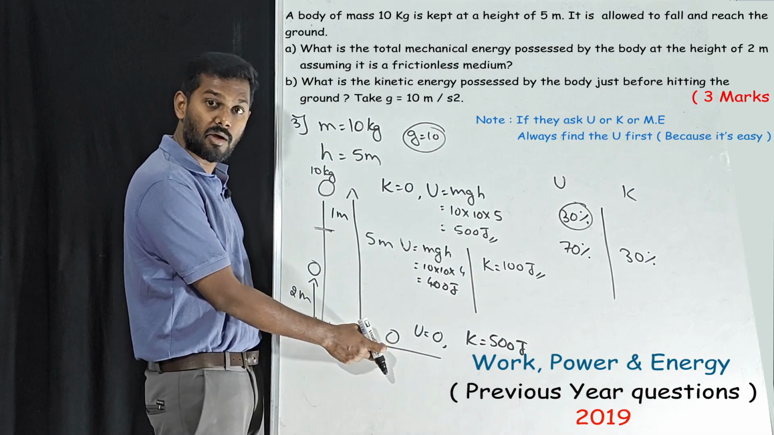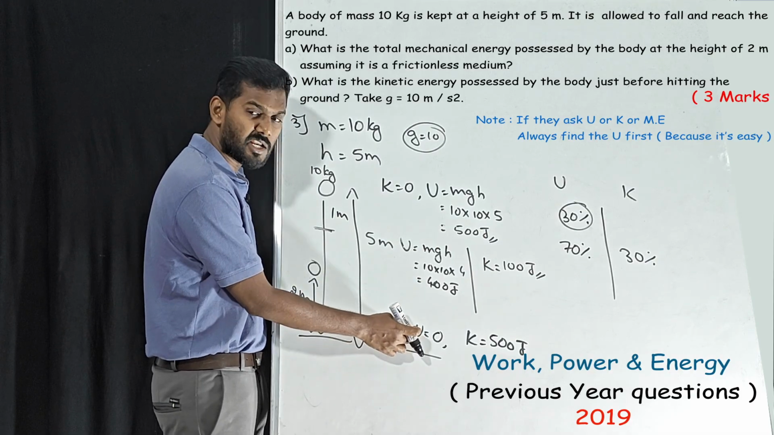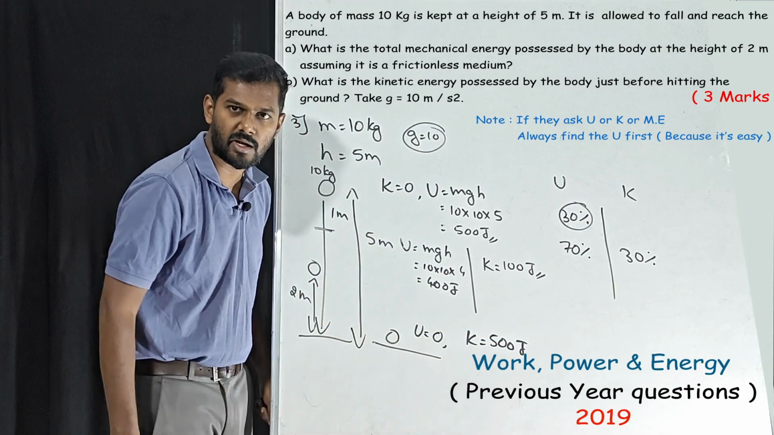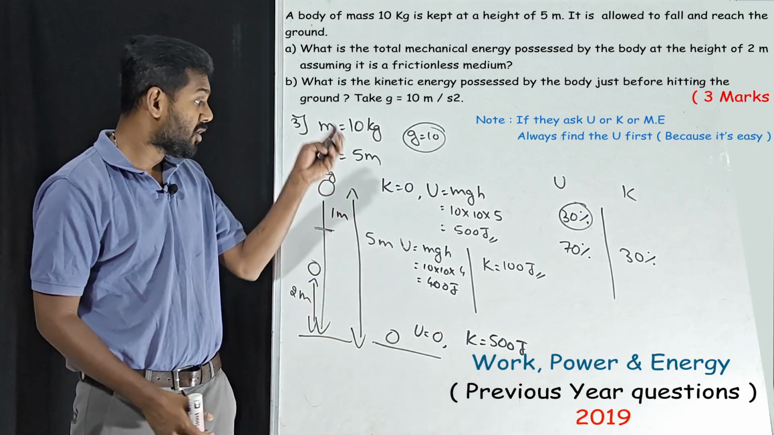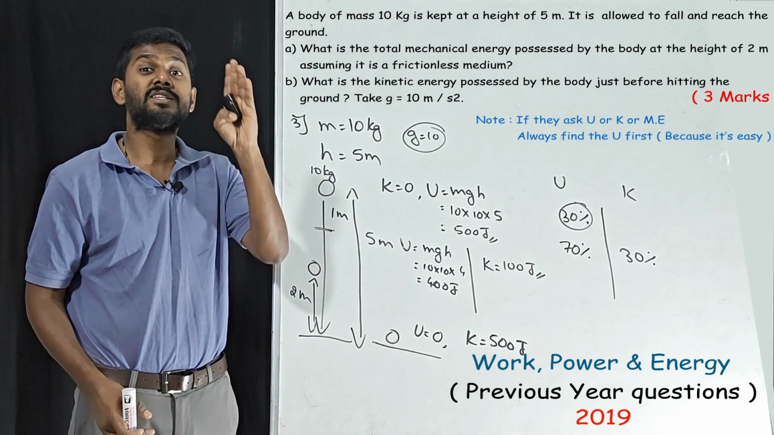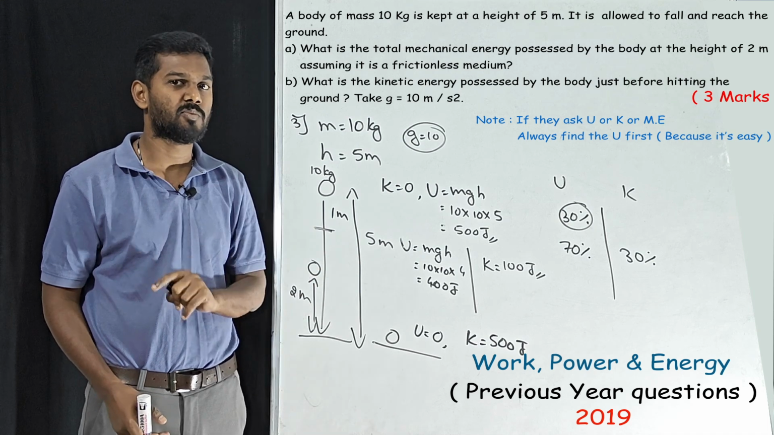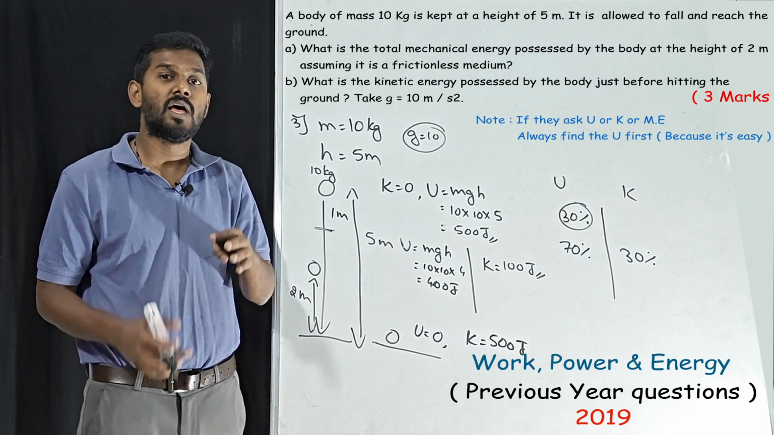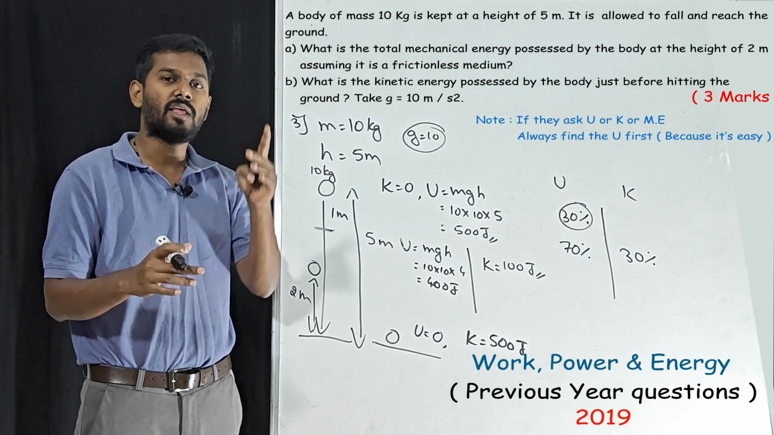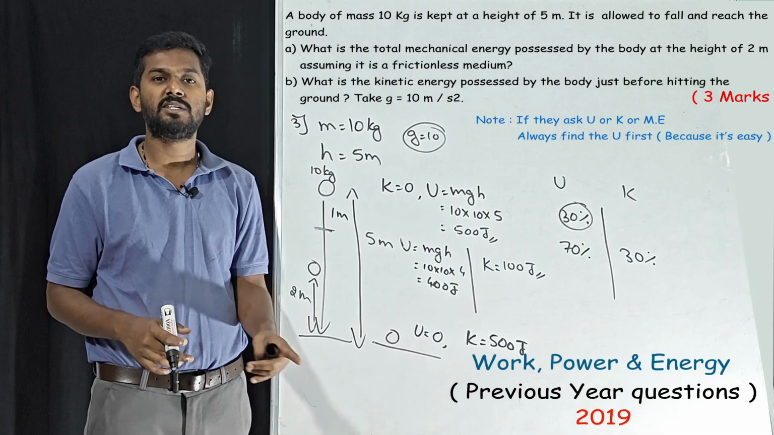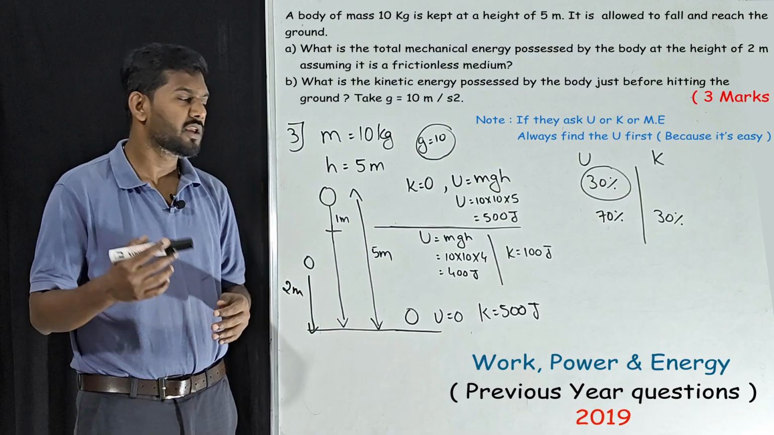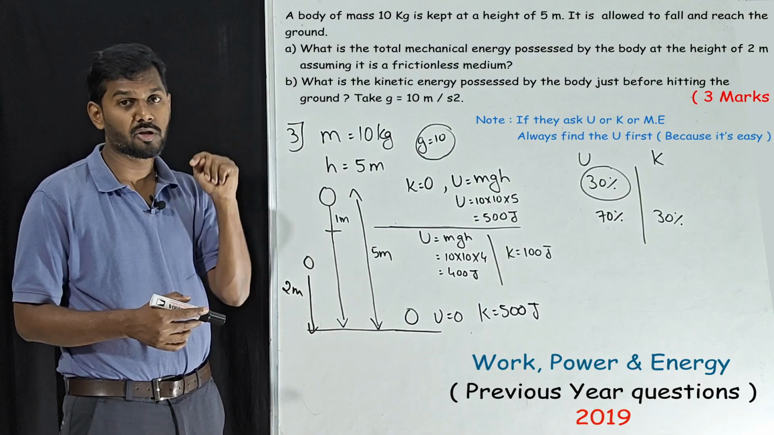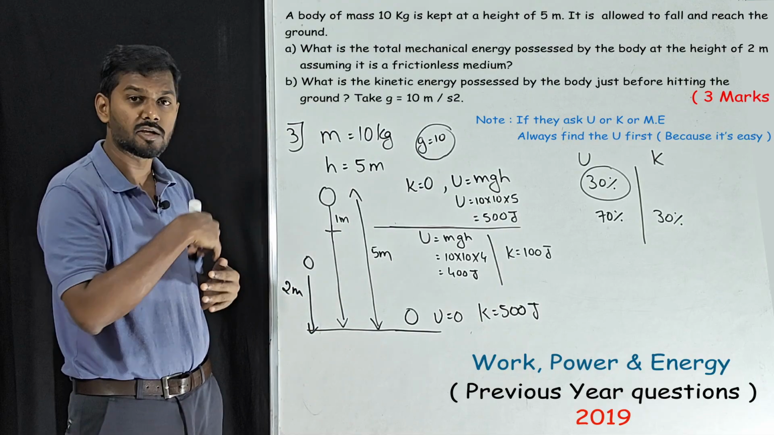We'll go for the last step. Here potential energy is 0, kinetic energy is 500. 0 plus 500, 500. So at every point, if it is a frictionless medium, and this is very important, if it is frictionless the energy is not lost. In that case mechanical energy remains the same at every point. This is not the solution for this particular question. This is the complete concept.